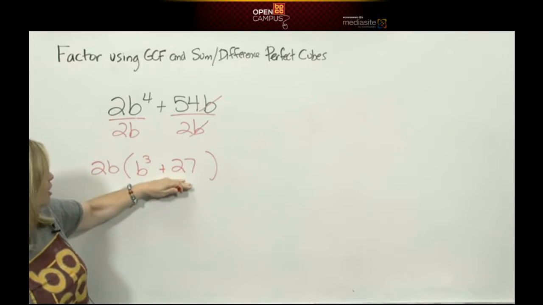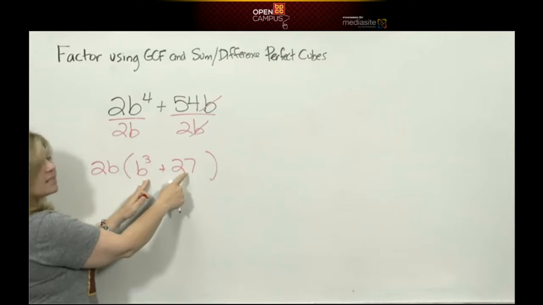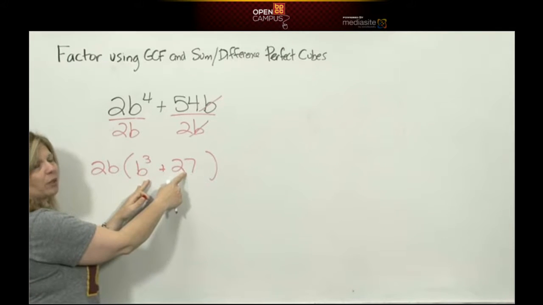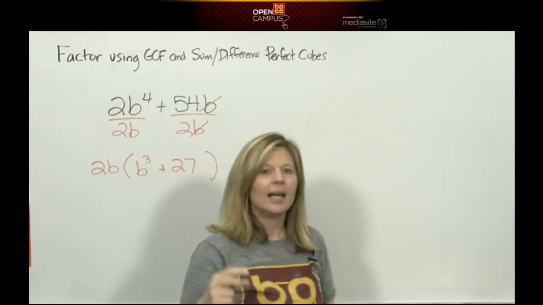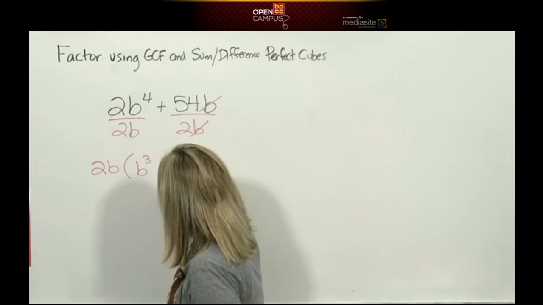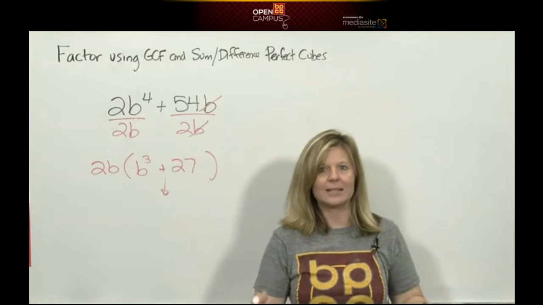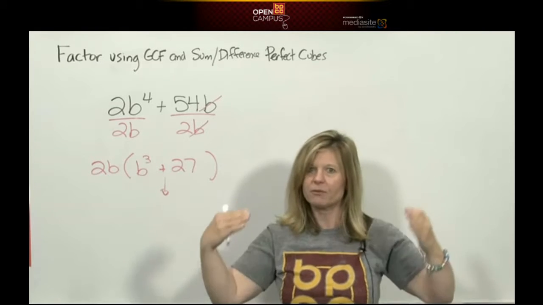Do I have a rule of factoring in here? Well, I have a sum. Now 27 is a perfect cube. It's on the cube root list. B cubed is a perfect cube. It has an exponent that's a multiple of 3. So that means this expression will factor, break down some more. So we have to know our rules. This is all memorized information.